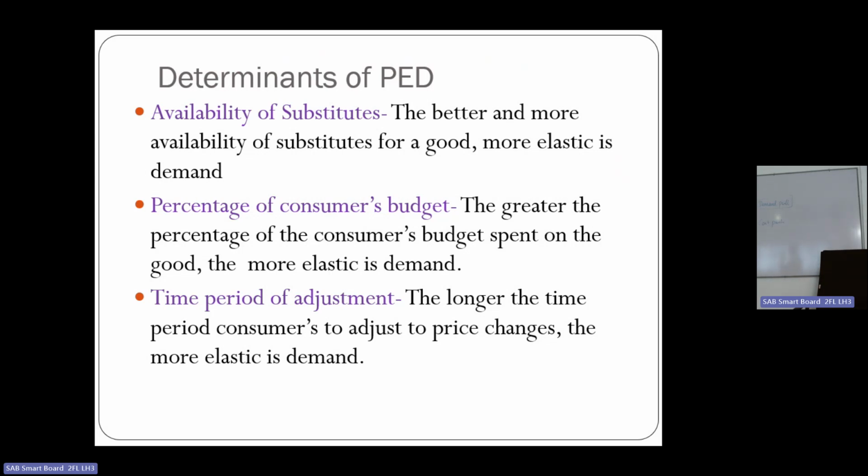So the percentage of consumers' budget means how much you spend from your pocket. If you spend a larger amount, when the price changes, that will have a significant impact on your pocket, so the demand changes significantly. That means demand is said to be elastic in that case. Otherwise, if we spend a small amount, even though the price increases, that will not have a significant impact on your budget, so demand is inelastic in that case. So that is the case. Now, the time period. What does it mean?